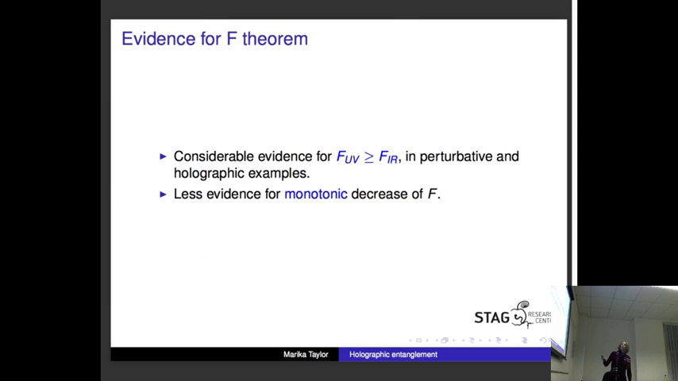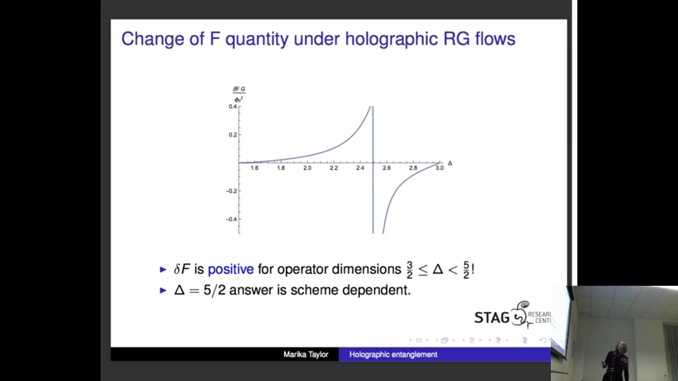Now, there are a lot of examples, people just went through a bunch of examples. A lot of people showed that the infrared F, if there's an infrared fixed point, was less than the F for the ultraviolet fixed point. There was very little evidence for the monotonic decrease of F. Okay. And what we found in certain examples, in cases where we can describe an RG flow with a gravity solution, is that F does not decrease under the RG flow.